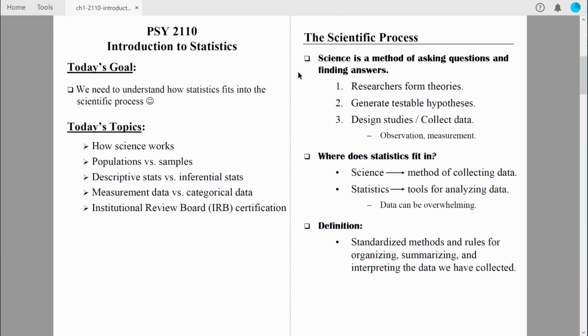Let's begin by talking about science in general. You probably have a pretty good idea of what science is, but you'd probably also have a difficult time defining it. One way to think about it is that science is just a method of asking questions and finding answers in a very controlled, thoughtful way. Let's assume for right now that I'm a psychologist who studies depression. Well, science really begins with researchers forming theories.